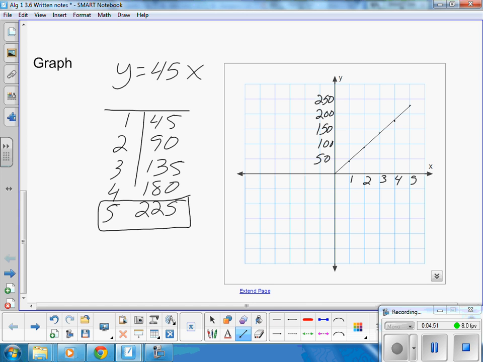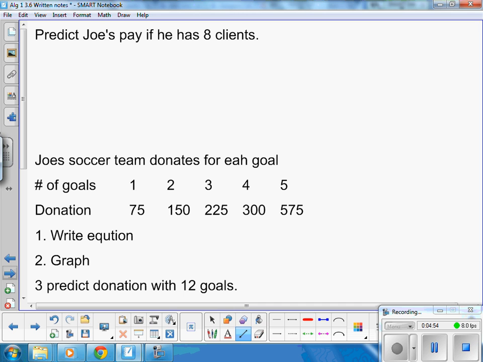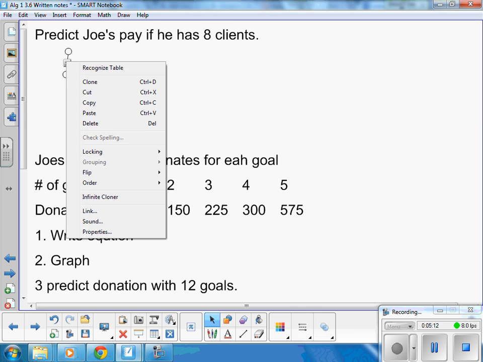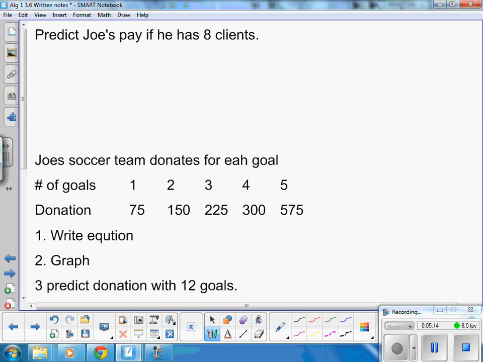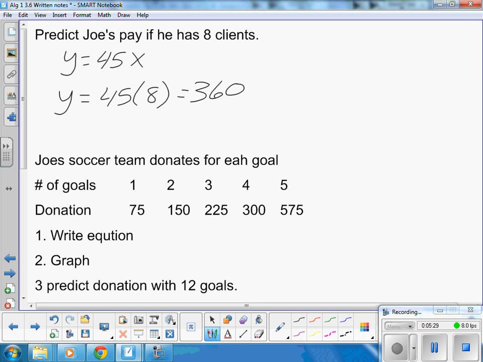So go to the next page, and on the next page, we're talking about predicting Joe's pay if he has 8 clients. Okay, so again, our equation, y is equal to 45x. So it's going to be y is equal to 45 times 8. And when you do that math in your head, you get an answer of 360. So Joe's pay is going to be $360 for 8 clients.